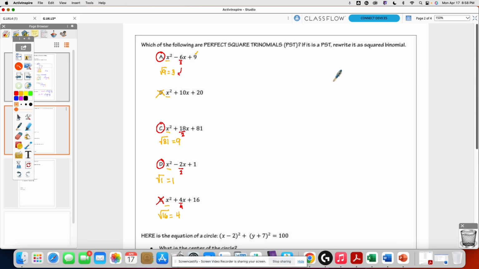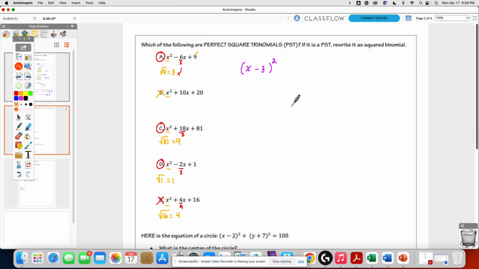Now, the instruction here says that if it is a PST, write it as a squared binomial. So we go the opposite way. Okay? So how do we write down x squared minus 6x plus 9 as a squared binomial in this form? So your first term here is x. And then for your second term, you divide the middle term by 2. So negative 6 divided by 2 will give you negative 3. Or square root of 9 is equal to 3. And then you follow the sign of the middle term.